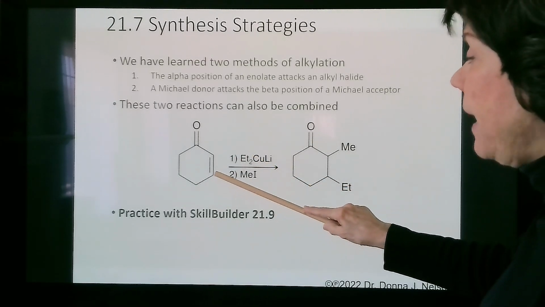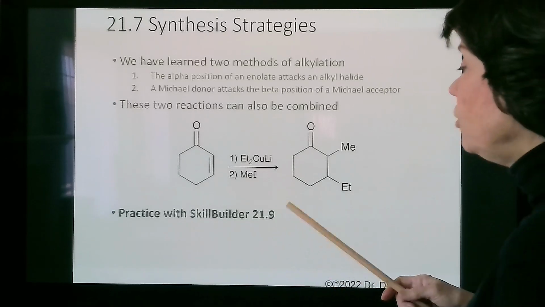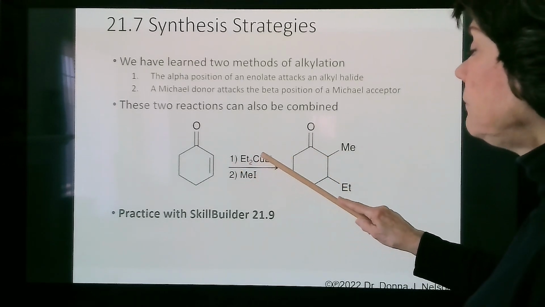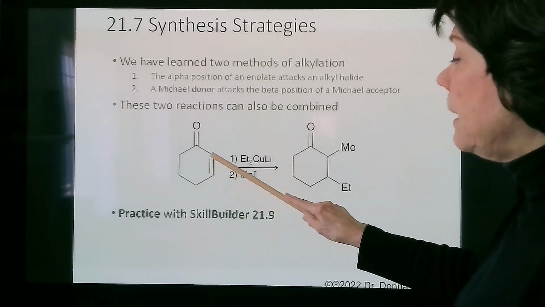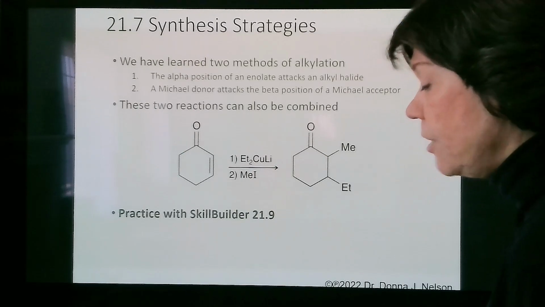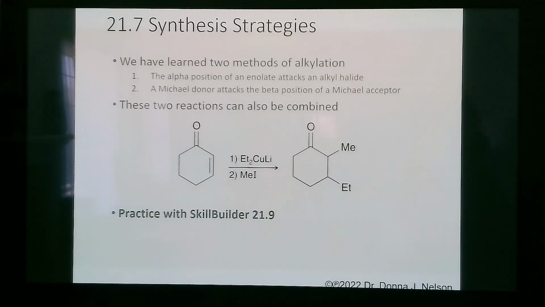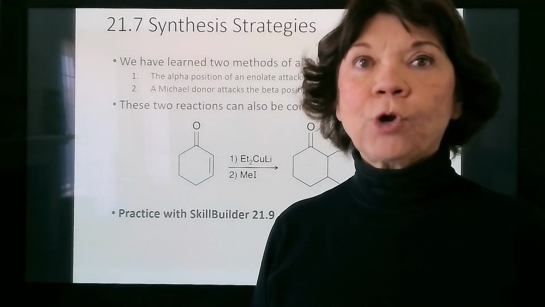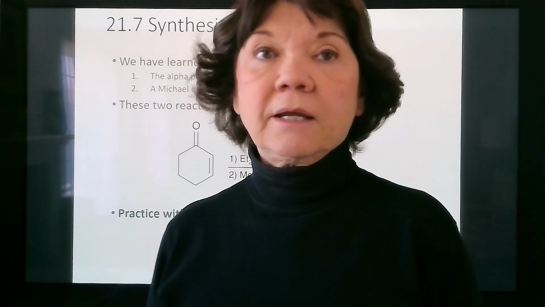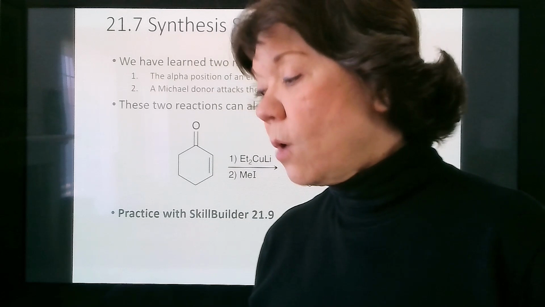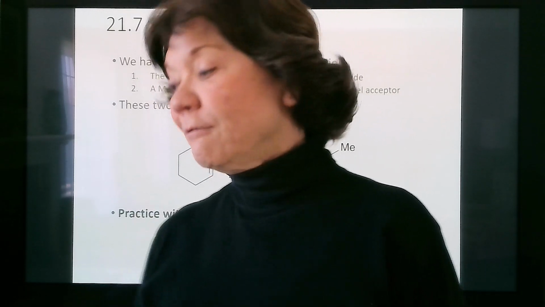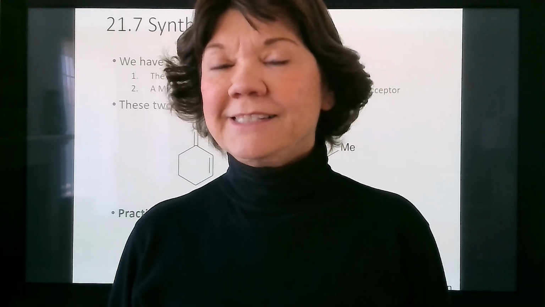So you're going to have attack at the beta position of the alpha-beta unsaturated carbonyl, and you will be left with an enolate. So a negative charge will be generated here. So you'll have the ethyl anion attack here, creating a negative charge here. That negative charge in the second step will then do an SN2 reaction on methyl iodide. So there's a lot of different combinations, a lot of different ways in which these reactions presented in this chapter can be combined to create very useful synthetic pathways. And so this is the conclusion of chapter 21, covering all of these synthetically useful reactions.